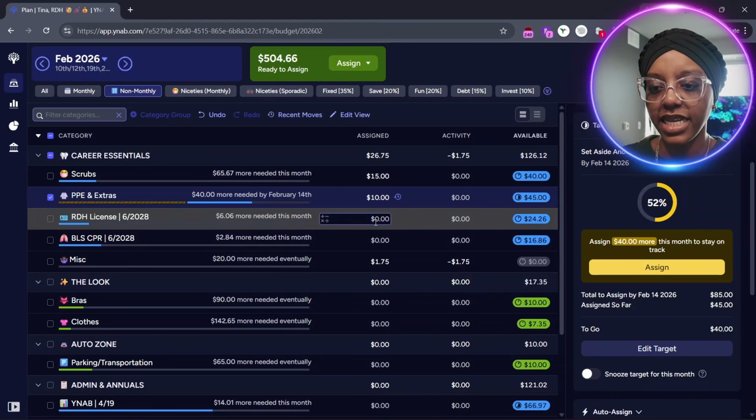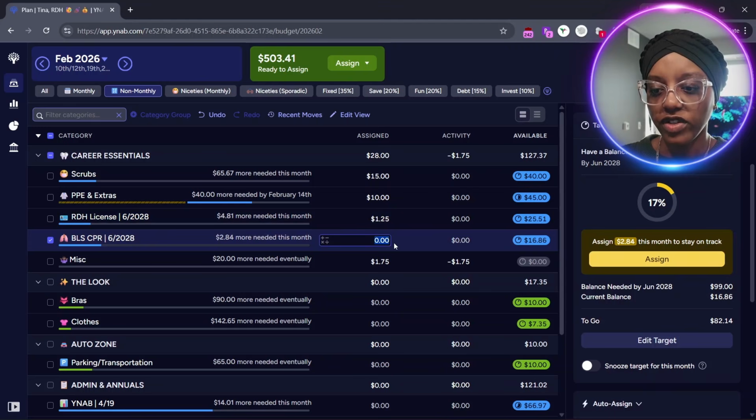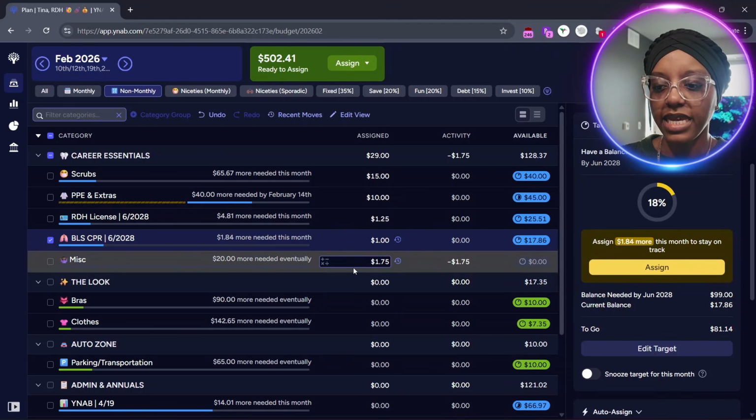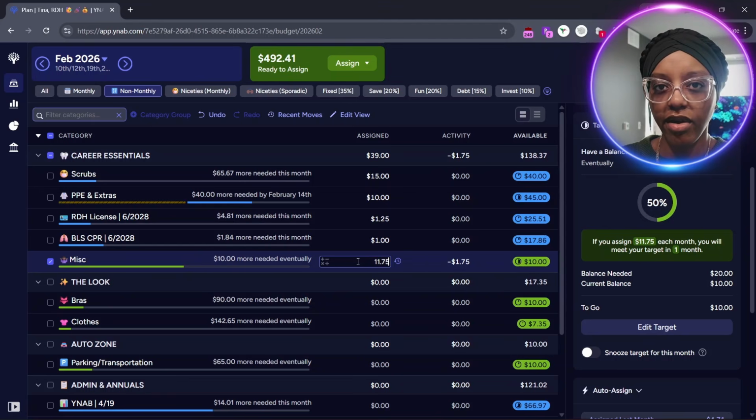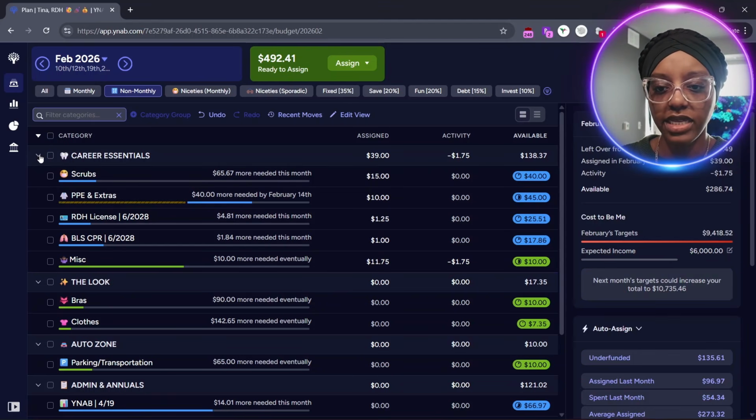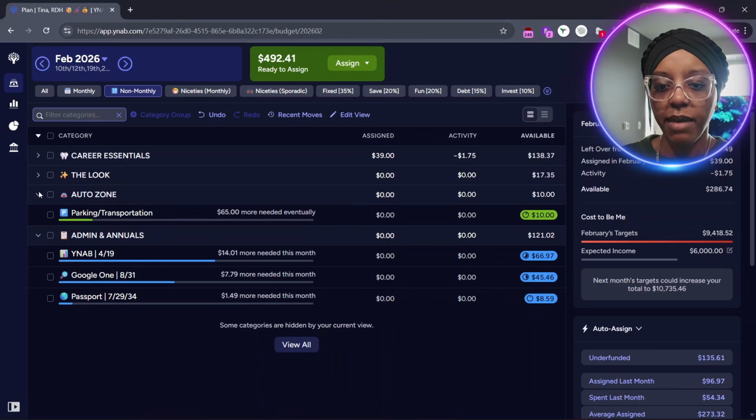My license, I need $6 more for the month. I'll add $125. For CPR, I'll add $1. And for miscellaneous, I actually am gonna add some money. I'm gonna add $10 just because I wanna have a little bit in there. These things are coming up randomly, so I'd like to have that there. We're good on everything for the look. Parking, $10, I'm happy there.